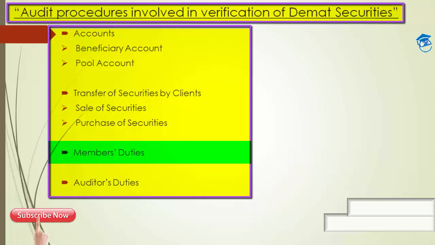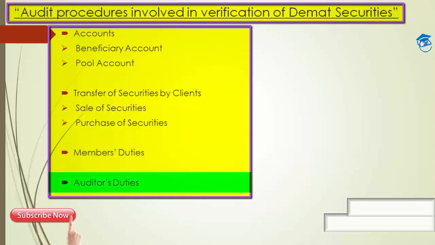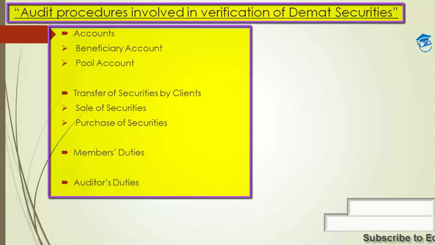Now moving on to the last part, that is our duties, that is auditor's duties. An auditor needs to see whether the securities received by the members in the pool account are transferred within 48 hours of settlement to the buyer's client Demat accounts or not. Then they need to inquire into the reasons for holding a particular security in the pool account for an unreasonable time. Also, they need to verify that the securities in the pool account are not utilized by the member to meet his own pay-in obligations, and have not been used for meeting any of the auction obligations.